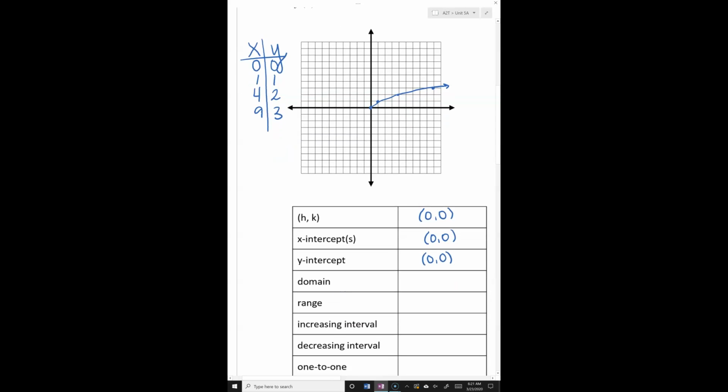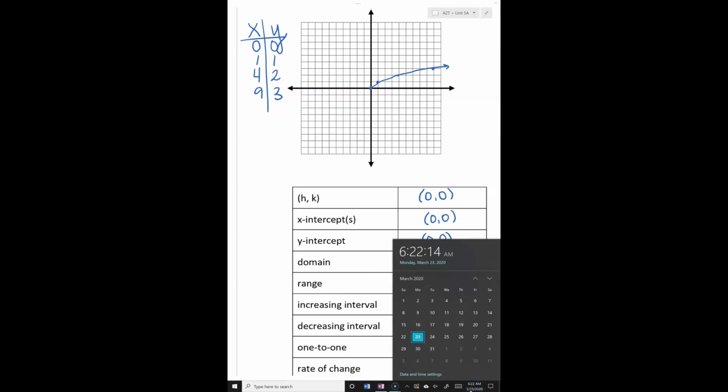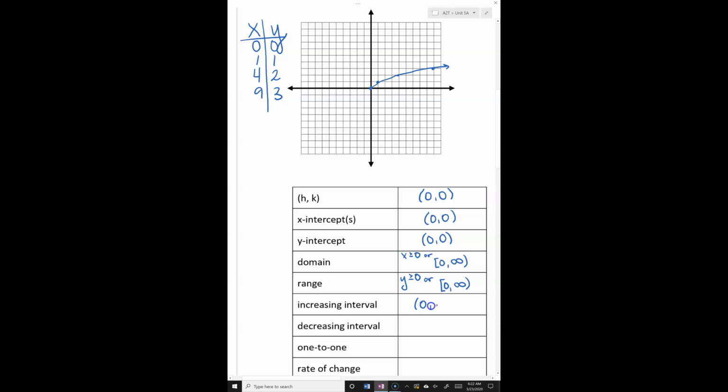Domain and range are restricted, and that's because you cannot take the square root of a negative number. So for our parent function, the domain is going to be x. Oh gosh, I almost wrote y. Sorry. X is greater than or equal to 0, or we can say bracket 0 to infinity. For the range, same thing. Y is greater than or equal to 0, or inclusive 0 to infinity. This one actually does not both increase and decrease. As you can see, as we go from left to right, we are increasing from 0 to infinity.